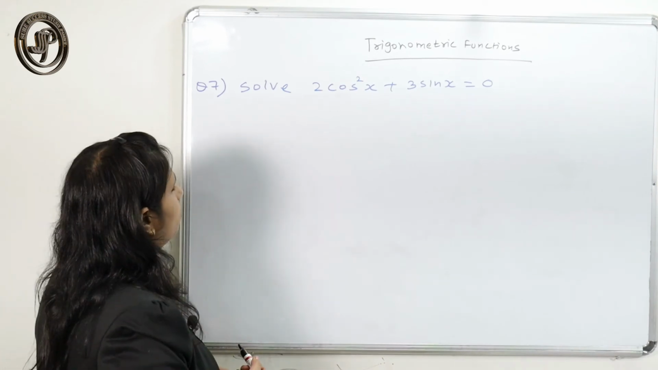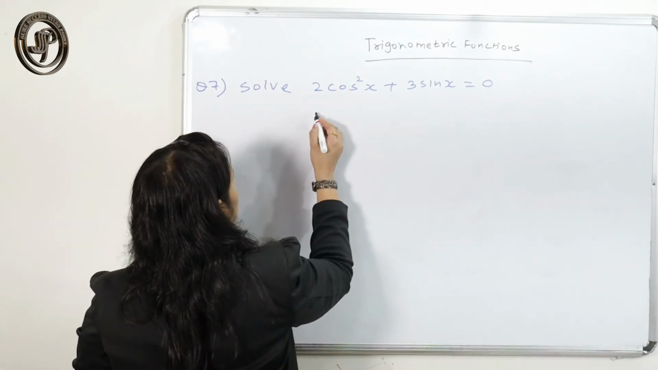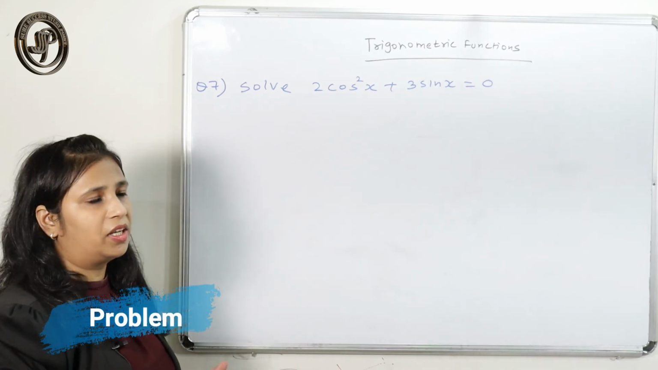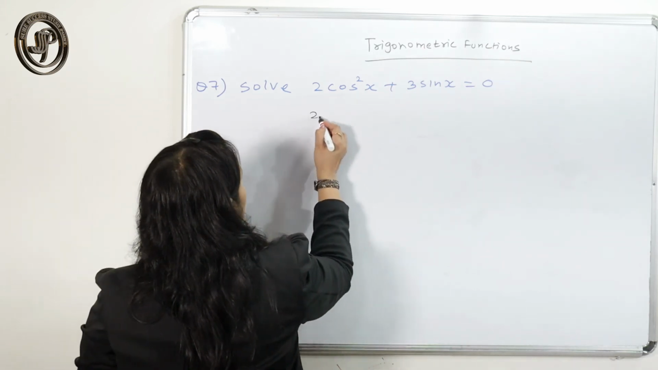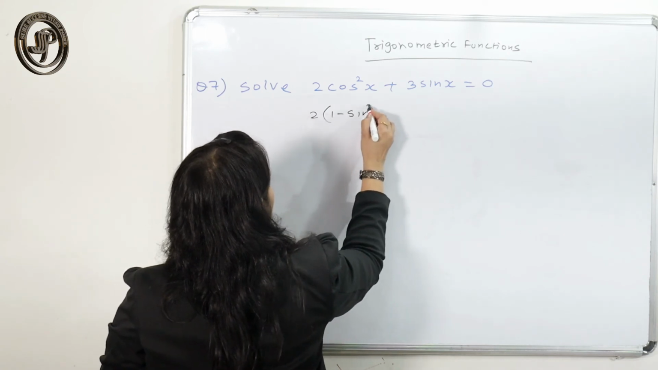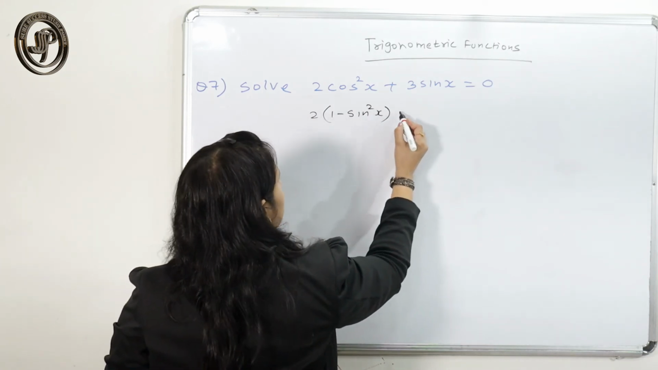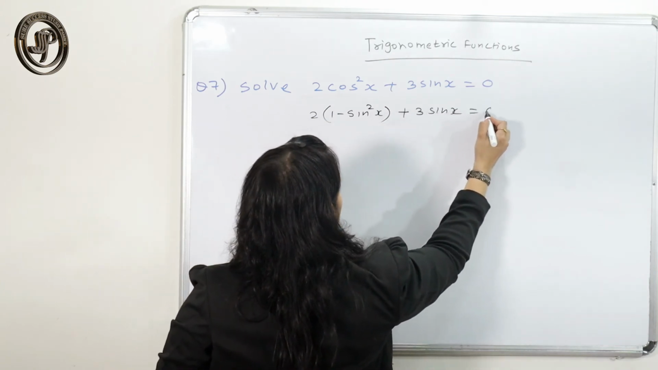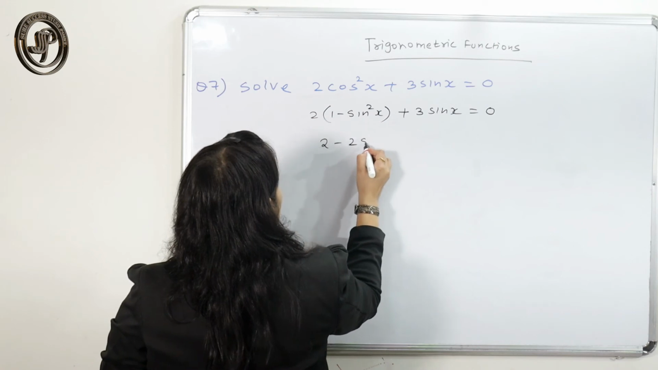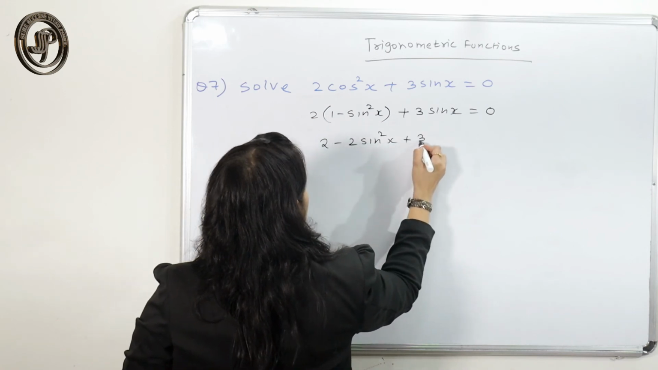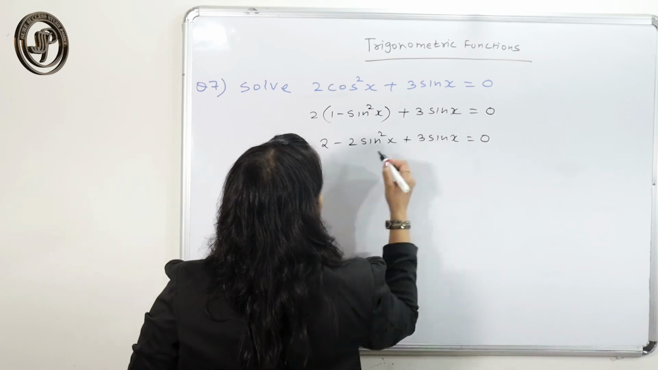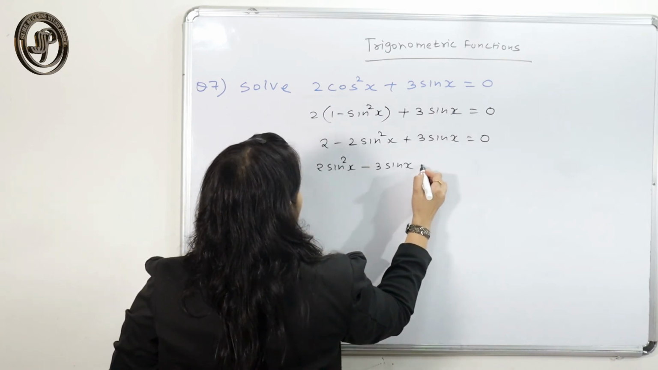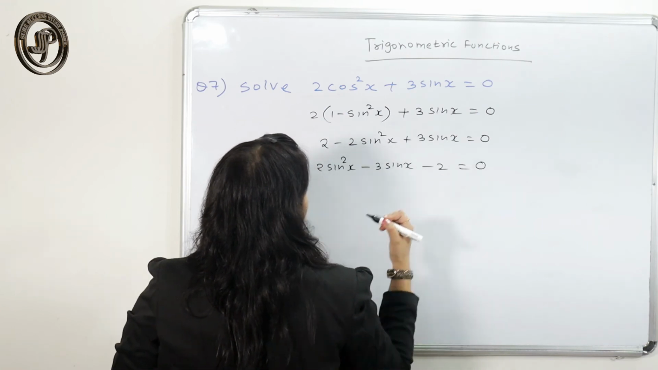So here is the question, we have to solve this equation. How can we solve this? First, in this type of equation, we can use the identity to make the equation in the form of a quadratic equation. So I can replace this cos square x as 1 minus sine square x plus 3 sine x is equal to 0. So this is 2 minus 2 sine square x plus 3 sine x is equal to 0, or I can write the equation, if I divide this by minus, then I will get this.